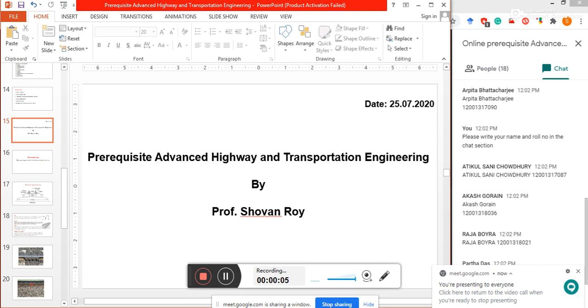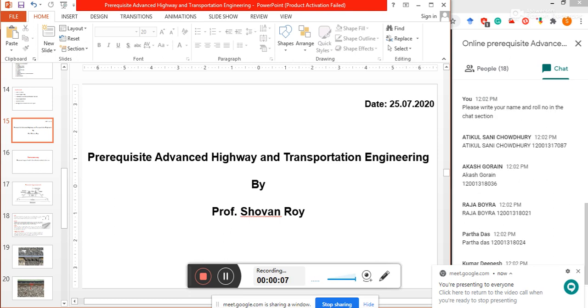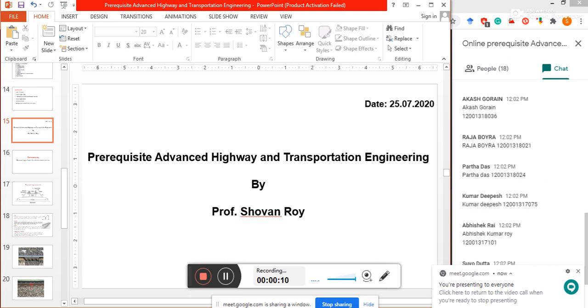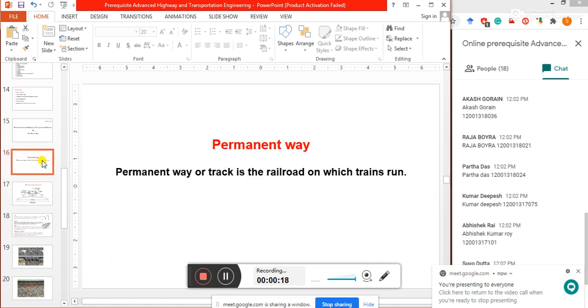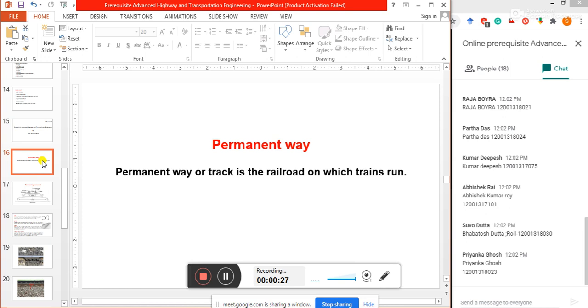In the earlier class, we had discussed the alignment and the location survey. Today, I will discuss the permanent way. After alignment and location survey, one of the important parts is the permanent way. Permanent way or track, same thing, is the railroad on which trains run.